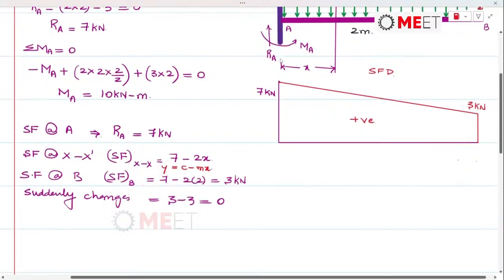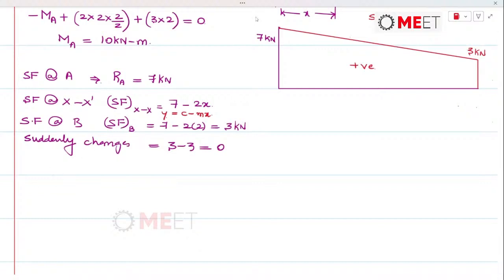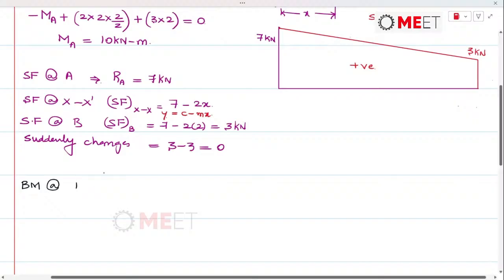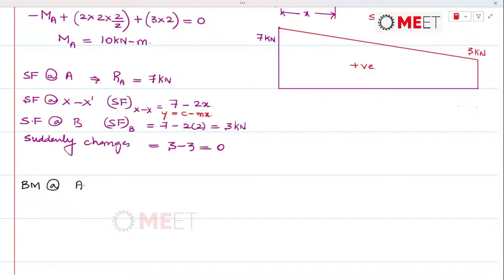SFD, I should say. Next is bending moment calculations. So bending moment at point A, that is BM at point A, is straight away equal to minus MA, the concentrated moment. So that's minus 10 kilonewton meter.